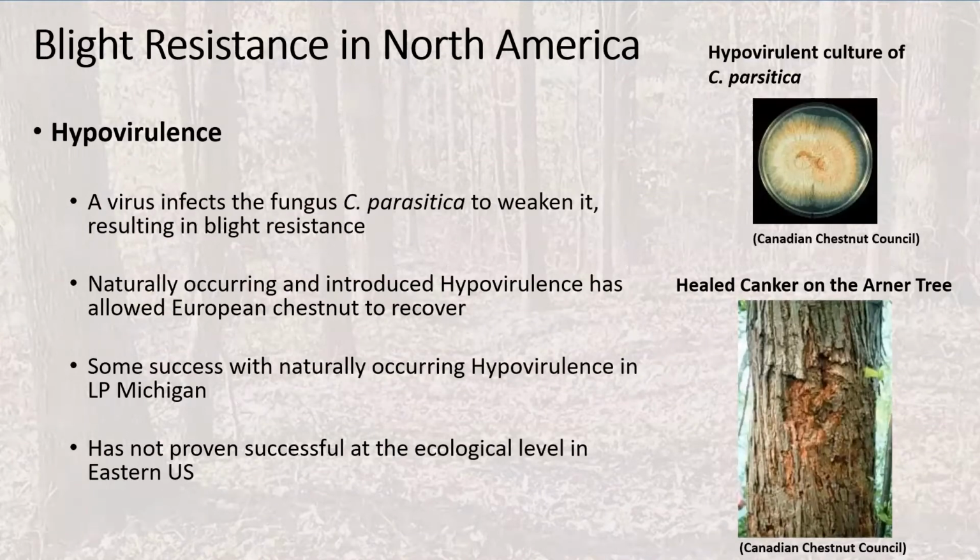Hypovirulence is a really interesting instance of some natural resistance that's developed. In this case, it's a virus that affects this pathogen, the fungal pathogen that's responsible for chestnut blight, and weakens it. And so it's naturally occurred. We've also introduced it to plants, but it naturally has allowed the European chestnut to slowly recover. Here in the US, there are actually some reports of success of this naturally occurring virus in the Lower Peninsula of Michigan, where there have been some examples.